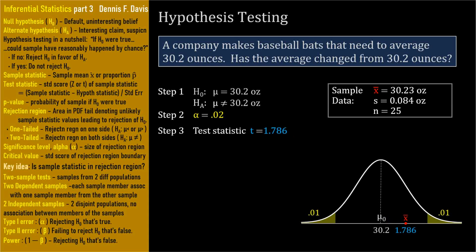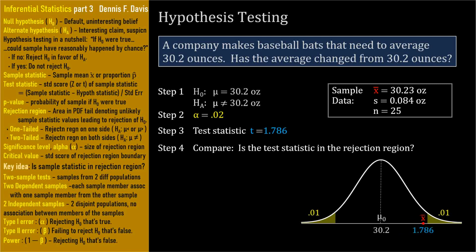Step 4 is to make the comparison. Is the test statistic in the rejection region? When we plotted x bar, we put it here in the non-rejection region. Since x bar is greater than mu0, we knew it was in the right half of the PDF, but we didn't know where. Maybe it's out here in the rejection region. Step 4 is where we find out.